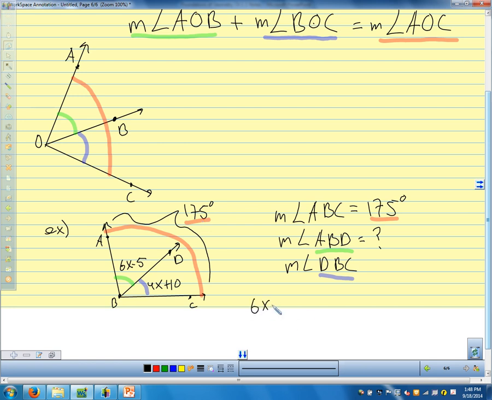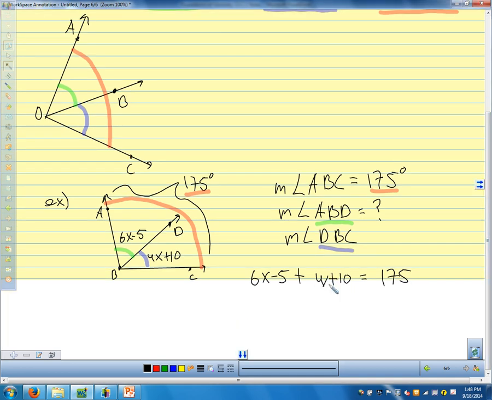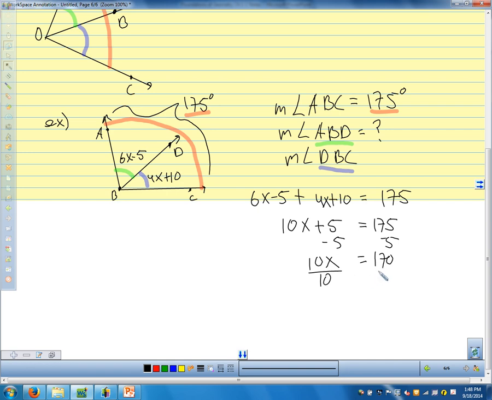So 6x minus 5 plus 4x plus 10, and that equals 175. We're going to combine like terms. So 6x and 4x is 10x, minus 5 plus 10 is plus 5. 175, I subtract my 5. 10x equals 170, divided by 10. We know how to do this. We're setting our dumpsters on fire. This is a problem we already know how to solve. And we get x equals 17.